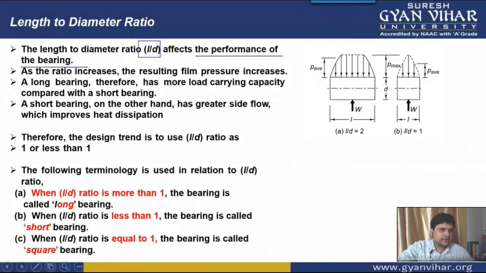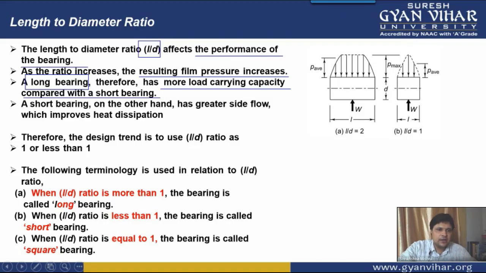How does it affect? As this L by D ratio increases, the resulting film pressure increases. As this ratio increases, students, so does the pressure on the oil film between the journal and the bearing. In the case of a long bearing, as we all know, since a long bearing has more load carrying capacity compared with a short bearing, whenever you have to bear larger loads, we take a large L by D ratio. So for large load carrying capacity, a long bearing is used.